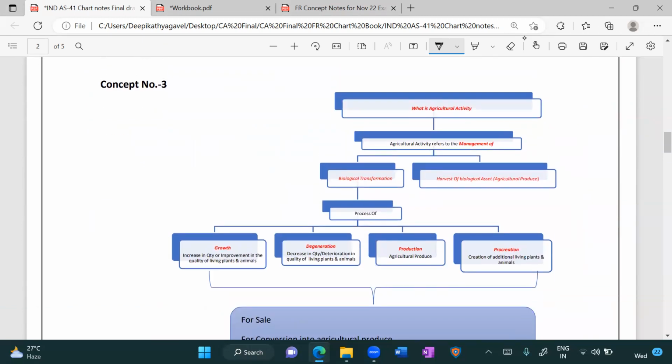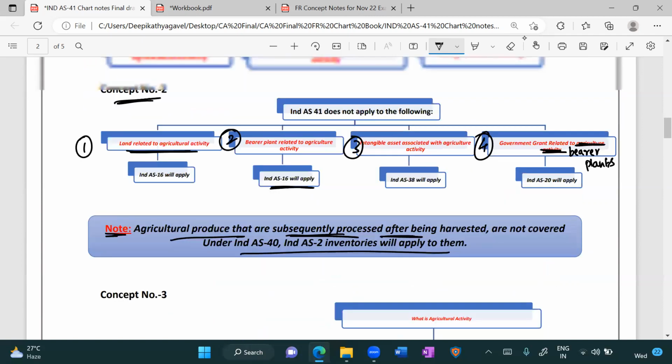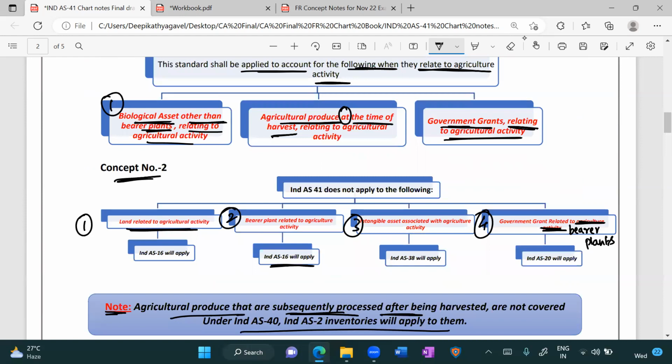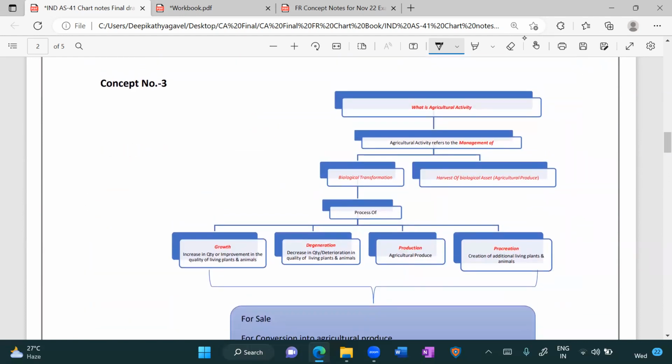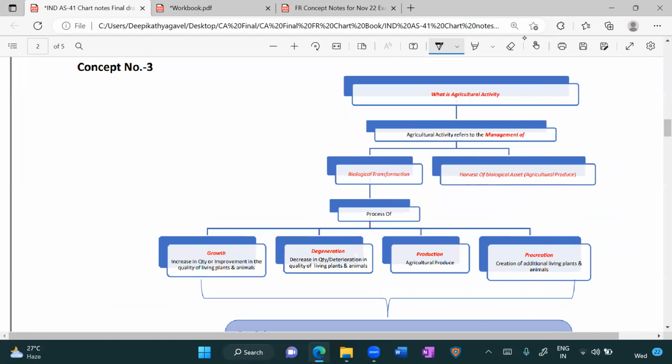Next, concept number 3 we have to discuss, which is the definition of an agricultural activity, right? I told you that all the three conditions say biological assets relating to agricultural activity, then agricultural produce that should also be related to agricultural activity, and government grant that should also be related to agricultural activity. So at this point, it becomes very important to understand what is an agricultural activity.